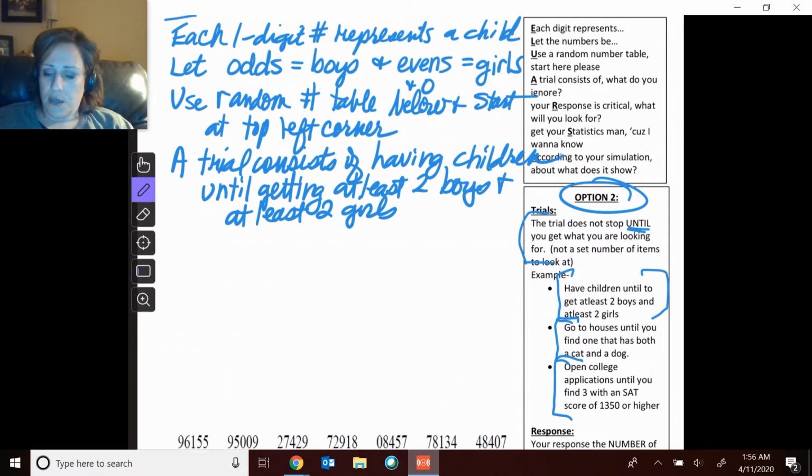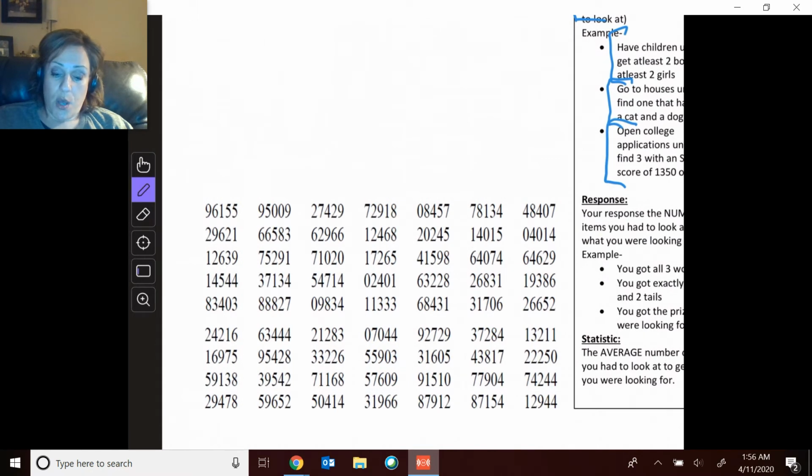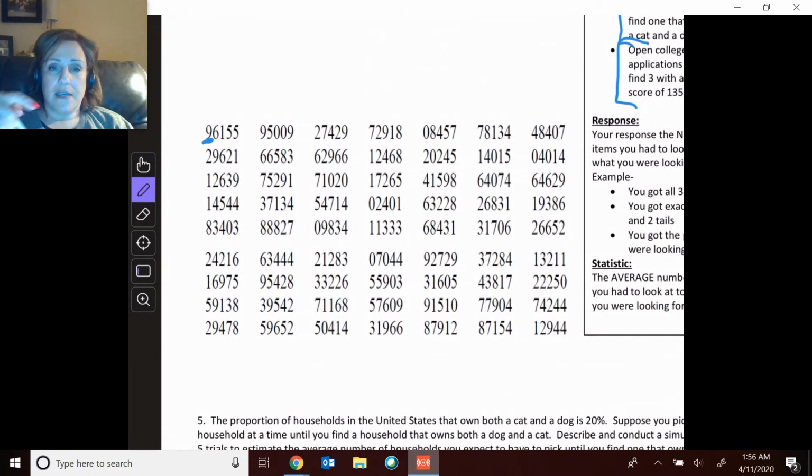Now, let's think about this. When we're coming down here, that couple right there had a 9. That's an odd, so that's a boy. Then they had a 6. That's an even, so that's a girl. And then number 1, that's an odd, that's a boy. Number 5, that's an odd, that's a boy. Question: can this repeat occur?